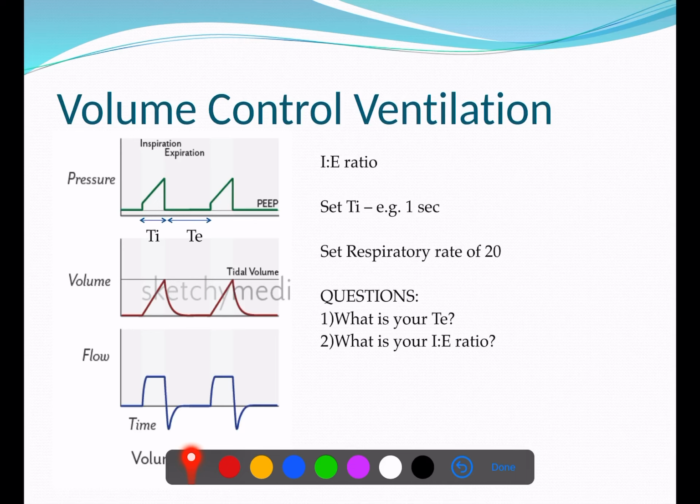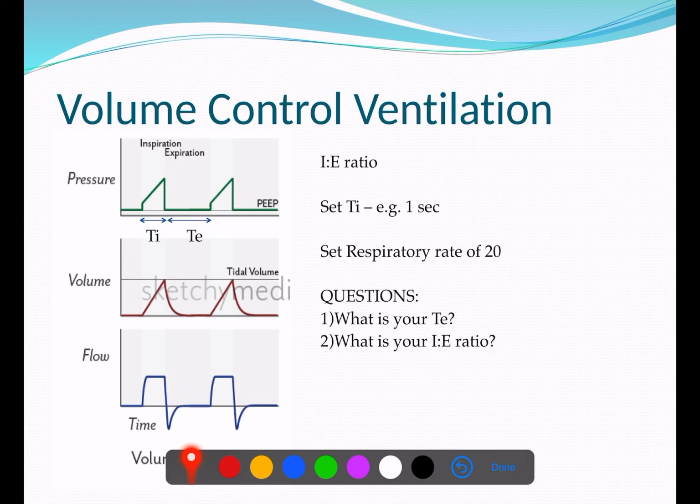You can imagine that if you shorten this TI time, and you say you want 480 mils, but instead of giving it over a second, I want you to give it over half a second, suddenly the ventilator has to push that much far harder. It's got to increase the pressure, so that pressure jumps up because it's trying to force the same volume of air, but in a shorter period of time. So by shortening your TI, you increase your peak pressures. By increasing your TI, you decrease your peak pressures.